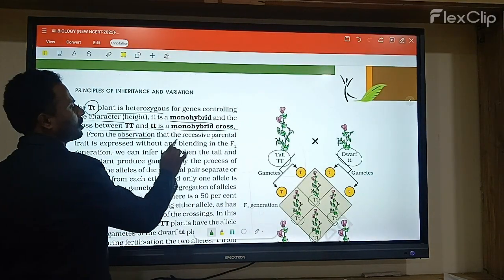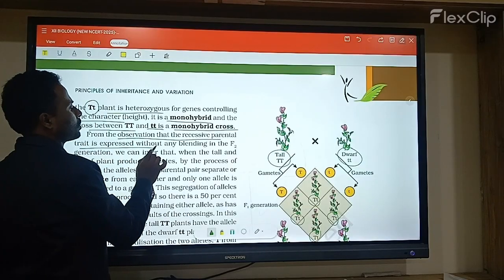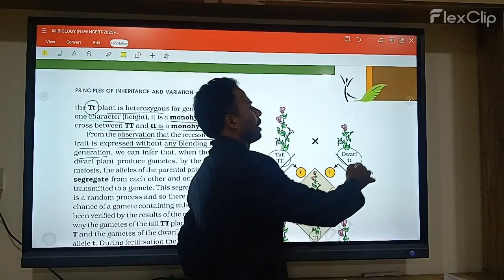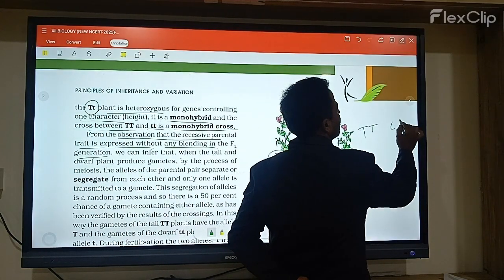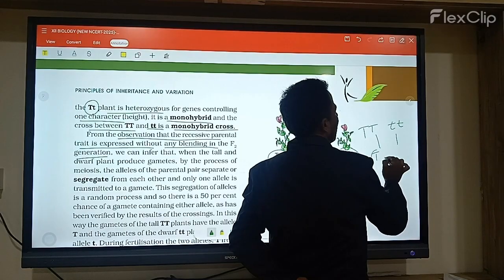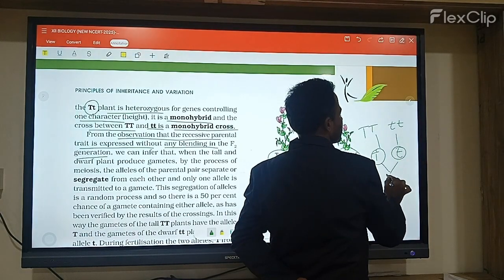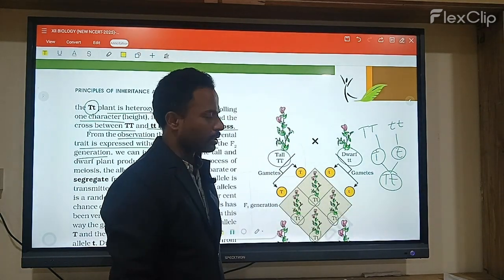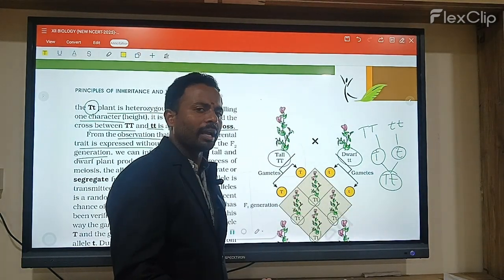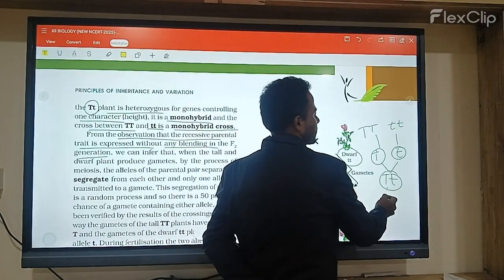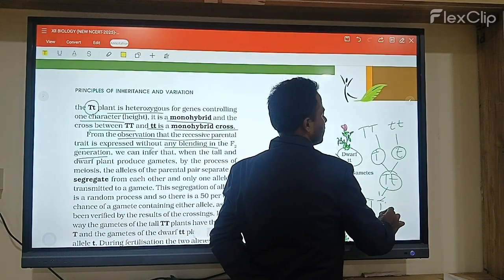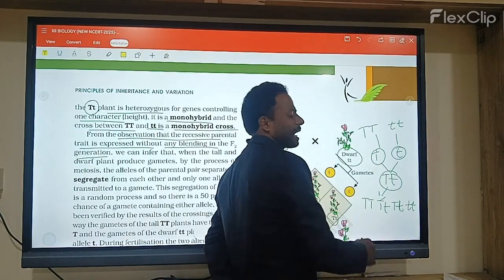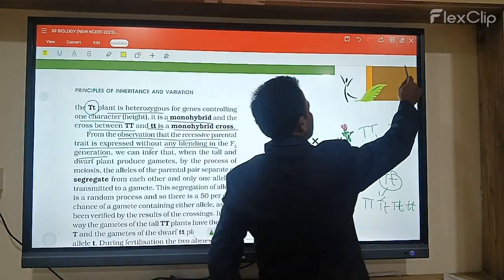From the observation of the recessive parents, the traits are expressed without any blending in the F2 generation. So when you observe capital T small t, we are getting gametes. Here when you cross capital T small t, these gametes do not blend in the F1 generation or the F2 generation. So in the F2 generation, the characters are expressed again, capital T small t, capital T small t, and small t, getting re-expressed.